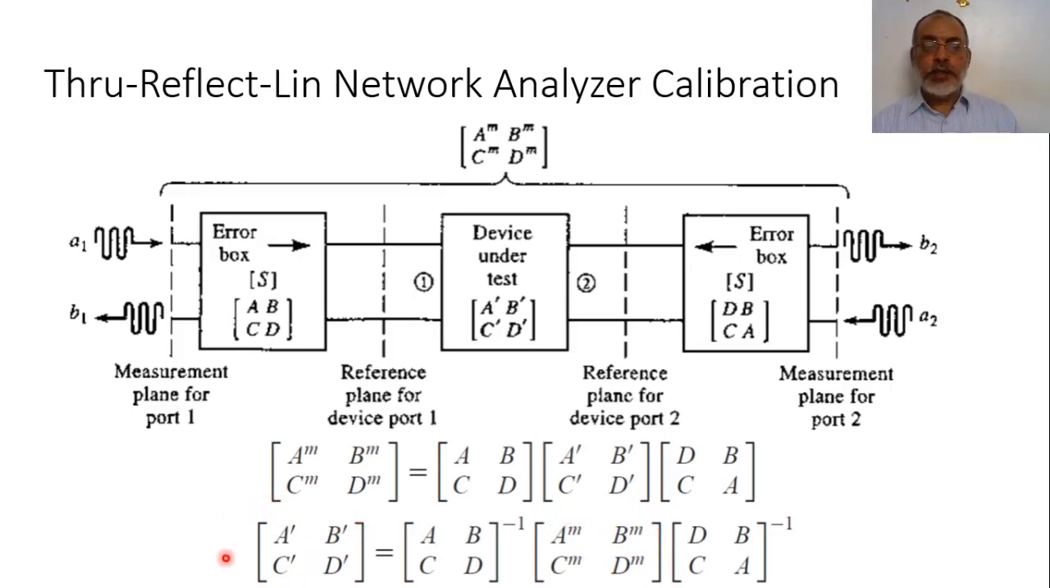Once we know the ABCD of the device under test, we can obtain the corresponding S parameters. This means that it is required to find out the equivalent ABCD of the error boxes, and from the ABCD of the error boxes we can obtain the ABCD of the device under test in terms of the ABCD of the measured signal. To do this, we are going to calibrate the vector network analyzer by using known loads or known devices.